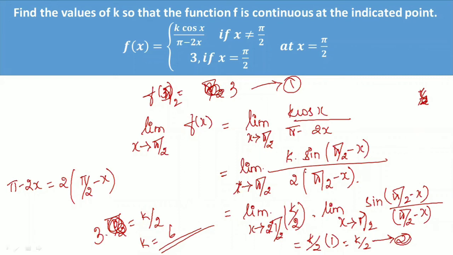What I have done is, from the denominator, I have taken 2 as common. Is it clear, students? And I have used the same limit, sine theta by theta as theta tends to 0.